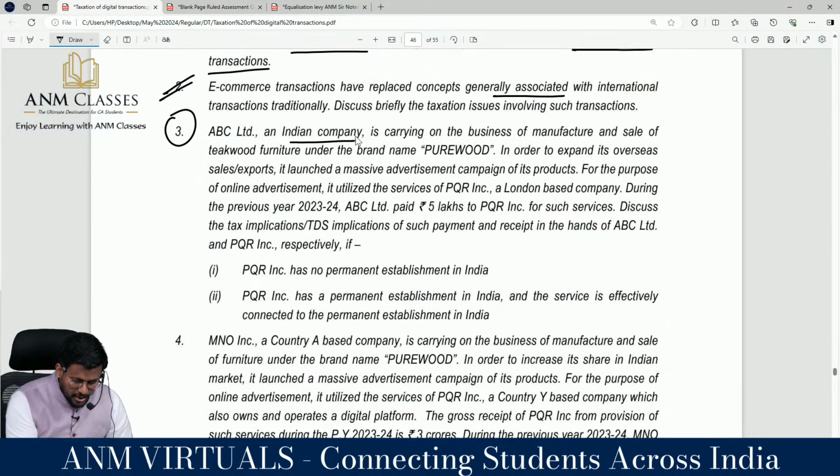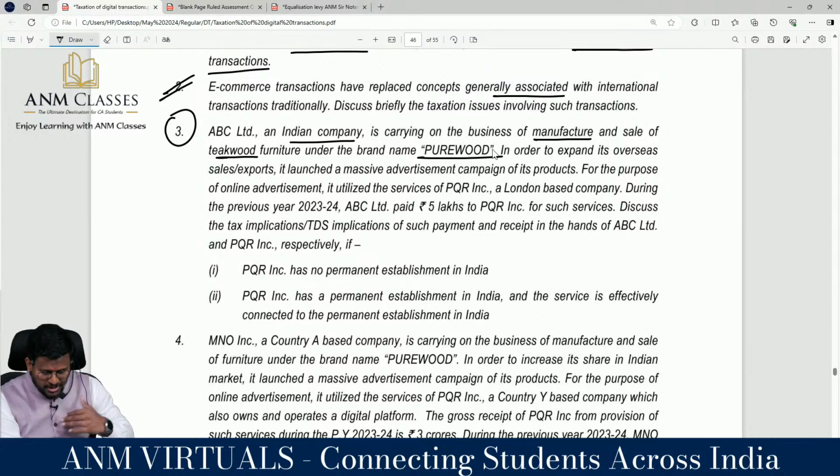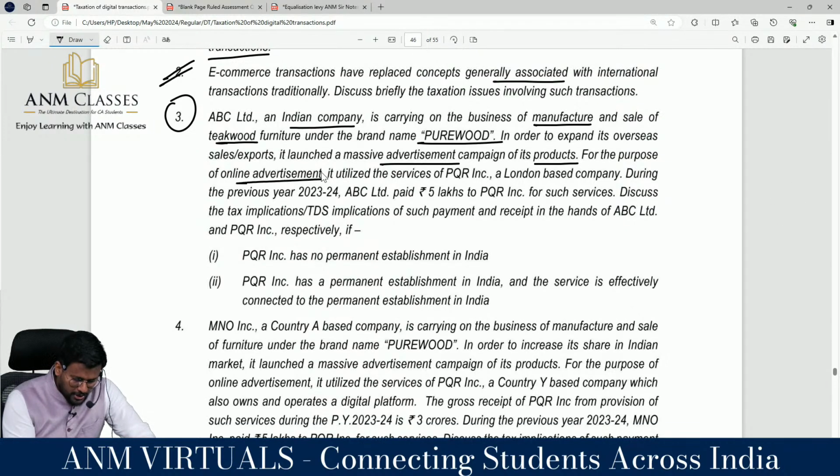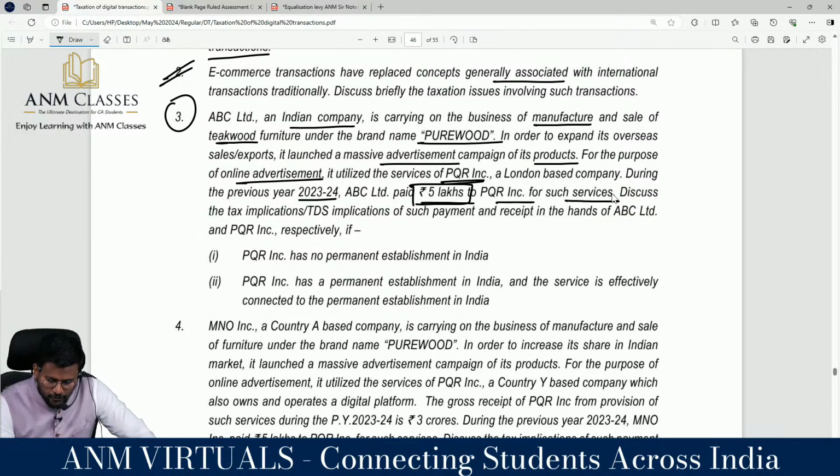ABC Limited, an Indian company, is carrying on the business of manufacture and sale of teakwood furniture under the brand name Pure Wood. In order to expand its overseas sales or export, it launched a massive advertisement campaign of its product. For the purpose of online advertisement, it utilizes the service of PQR Incorporation, a London-based company. During the previous year 2023-24, ABC Limited has paid 5 lakh, very important, more than 1 lakh, to PQR Incorporation for such services.